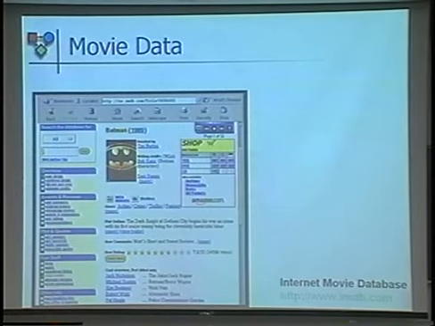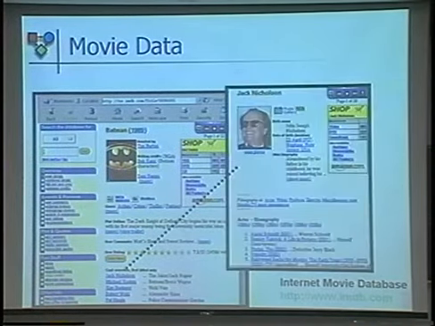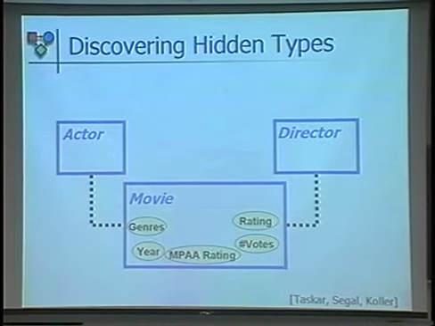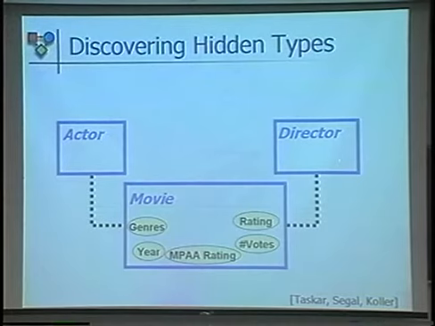So let's think about what that means in the context of a real example. Here's a real movie database. It's the Internet Movie Database, where you have movies and you have actors that are linked to the movies in which they acted. If you think about the schema for that database, you have movies. Movies have some attributes like the genre and the MPAA rating and so on. Actors have no attributes, and directors have no attributes. Actually, actors have gender, and directors don't even have that, it turns out.